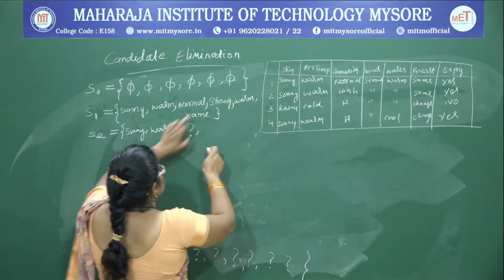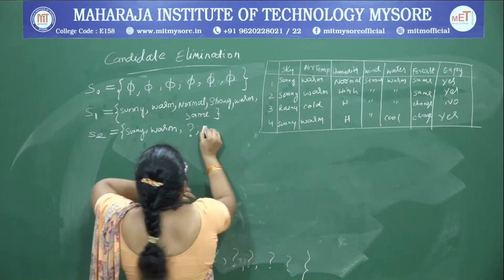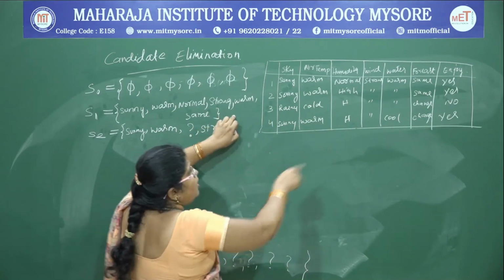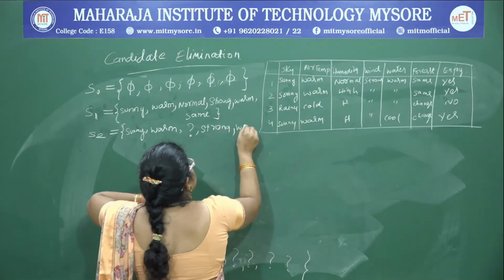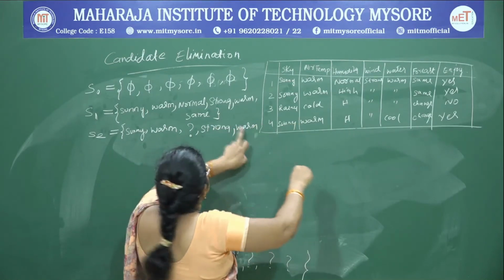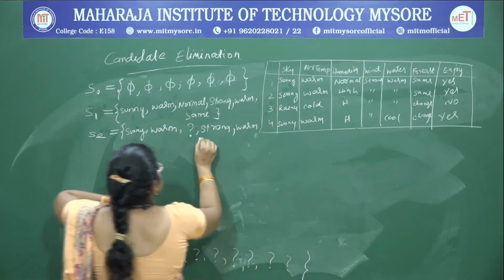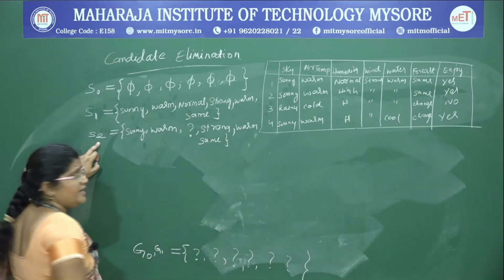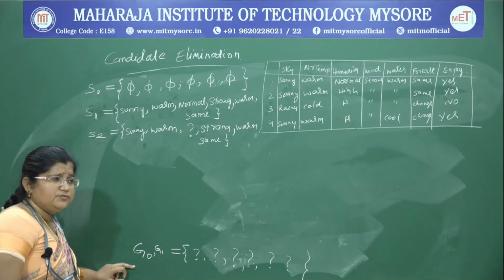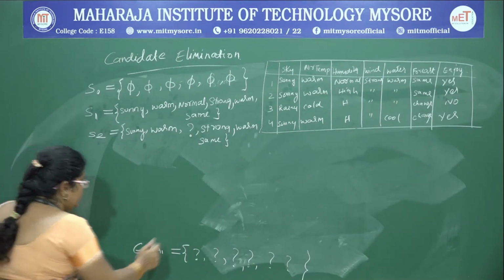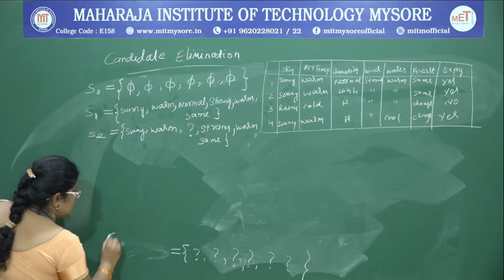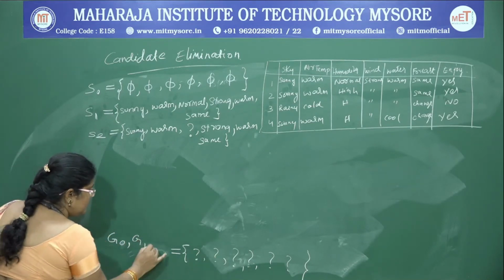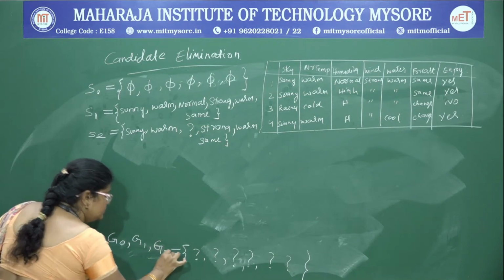Now the next step is strong, strong. It remains as it is. Next, warm, warm, it is also remaining as it is. Next, same, same, that one is also remaining as it is. Now we got the S2. But here in generalized form, S2 is also going to remain as it is. G0 will be generalized, G1 is also in general form and G2 is also general.